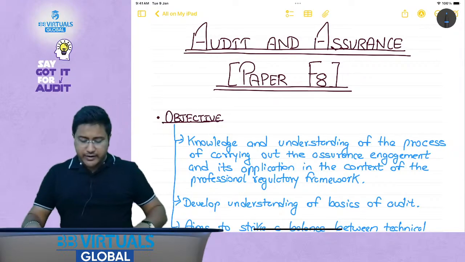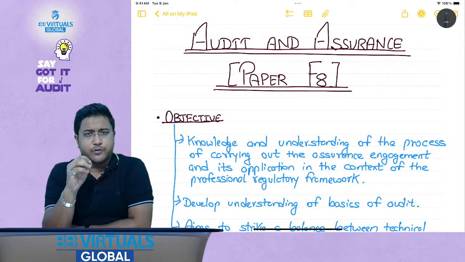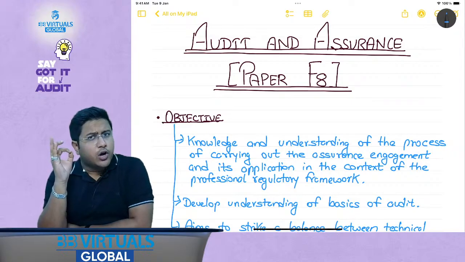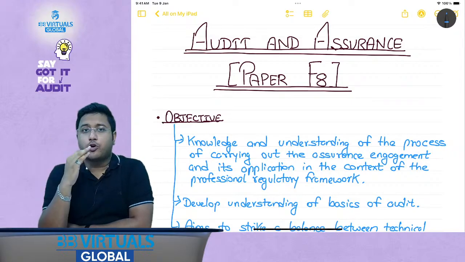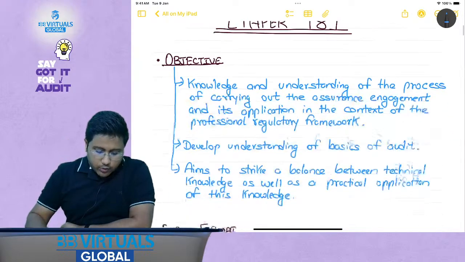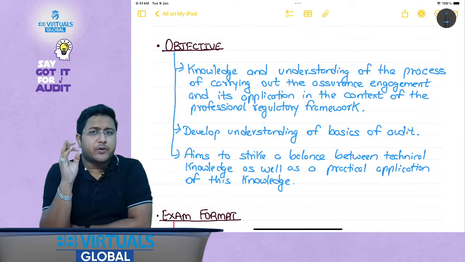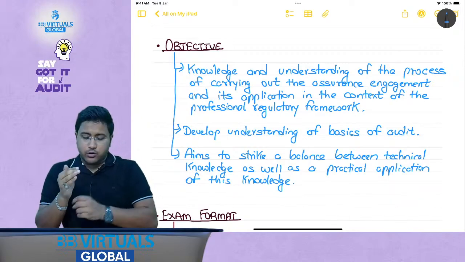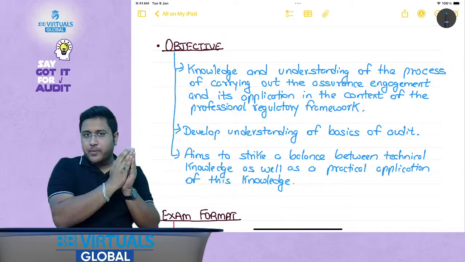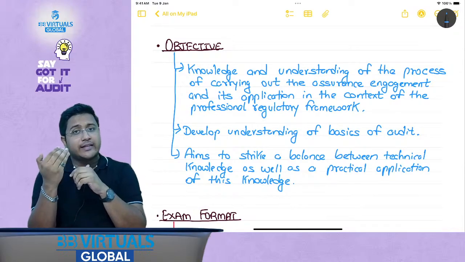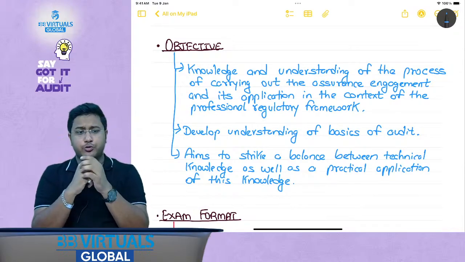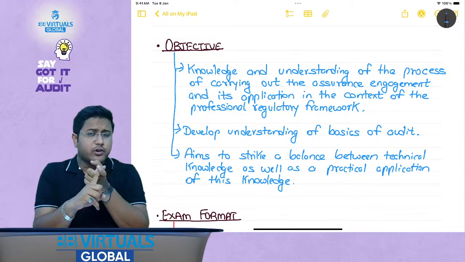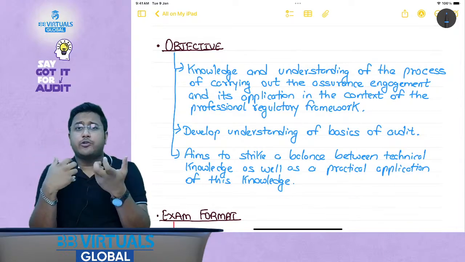So my dear friends, let's quickly start with the paper understanding first. The name of the paper is Audit and Assurance, but going forward we would call it AA. Now when I talk about the objective of this paper, is it important for us to understand the objective? Yes. Why? Because once you understand the objective of a paper, you would be able to understand what level of study you need to do. Do you need the working knowledge? Do you need the expert knowledge? How do you need to frame your answers? Do you need to give conclusions or not?